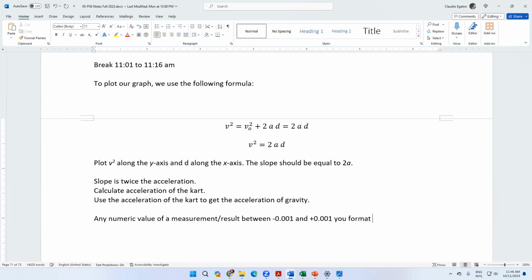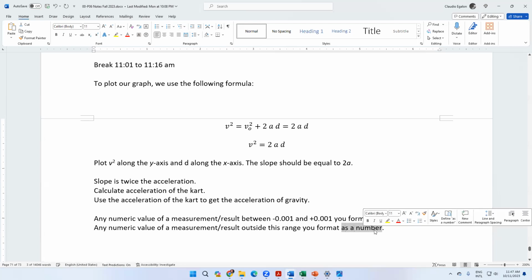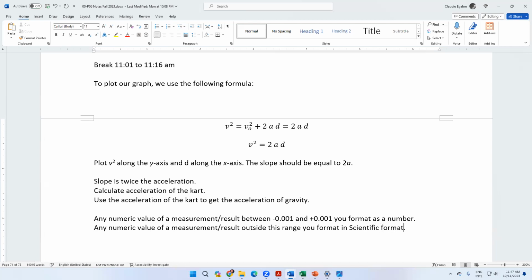You format it as a number. Okay, make sense? Any other numeric value of a measurement result outside this range, you format in scientific format. You use the number format.